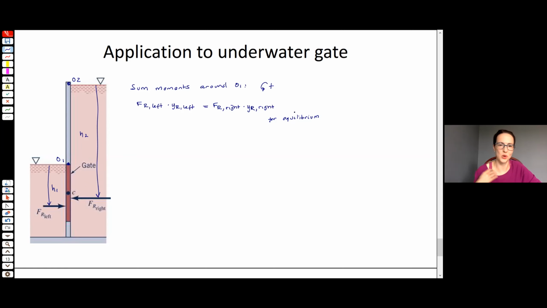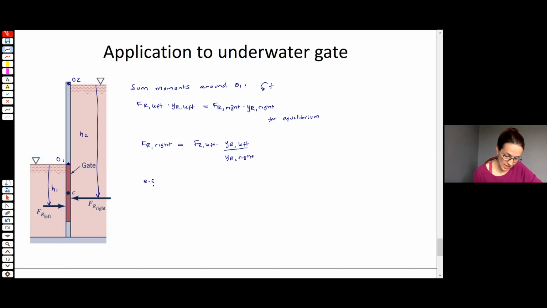Right, we're assuming there's no latch or any other way to apply force that's keeping the gate shut. So we can rearrange this. For example, solving for the resultant force on the right, it's just the resultant force on the left times the ratio of the two vertical distances where they act, right?